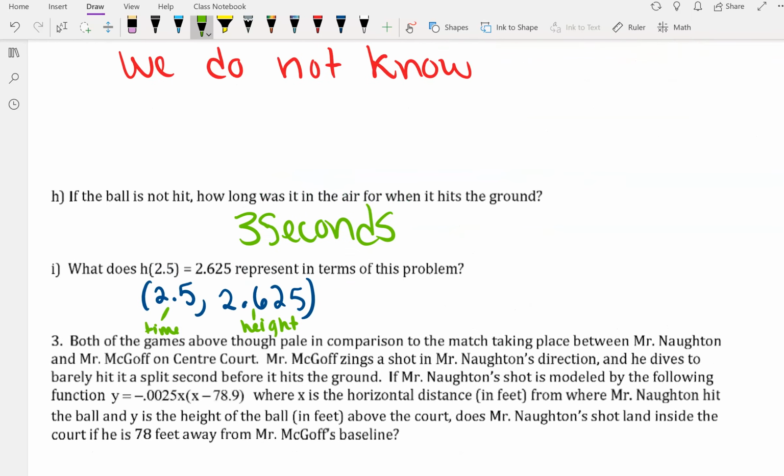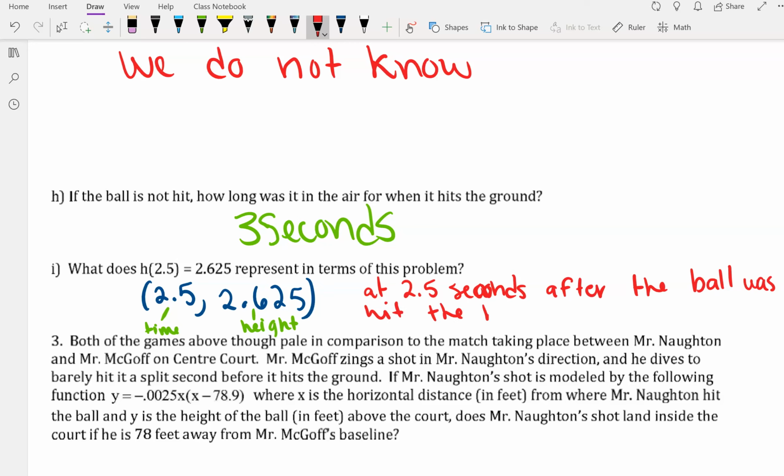So in terms of this problem, at 2.5 seconds after the ball was hit, the height of the ball would be 2.625 feet.